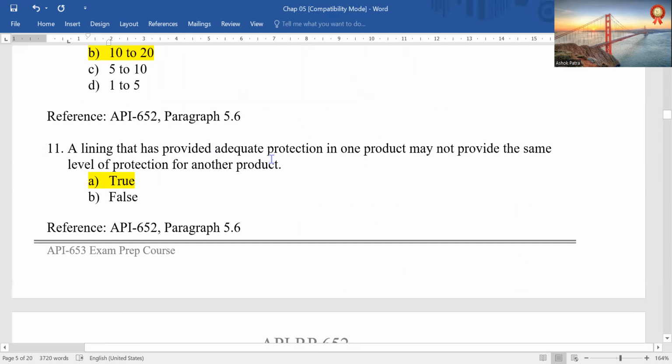The lining that has provided adequate protection in one product may not provide the same level of protection for another product. True.